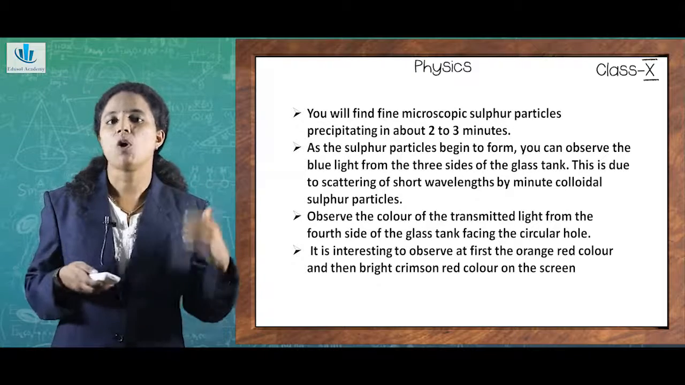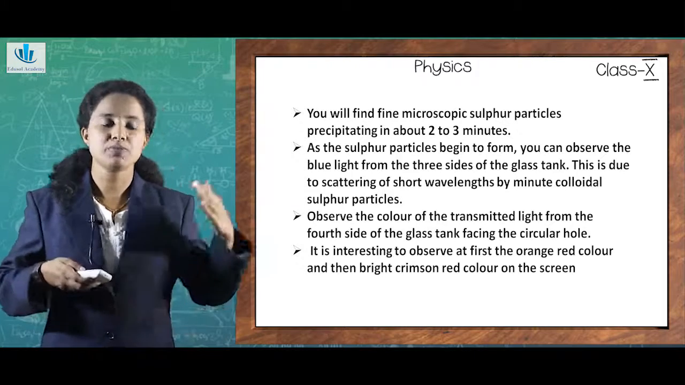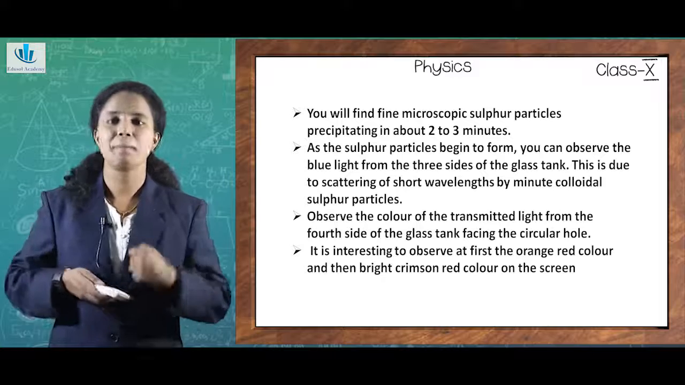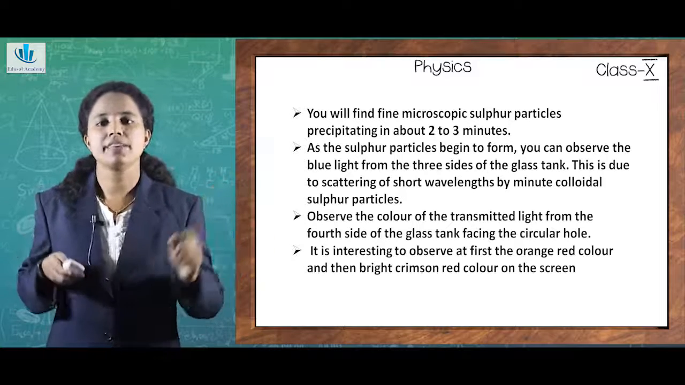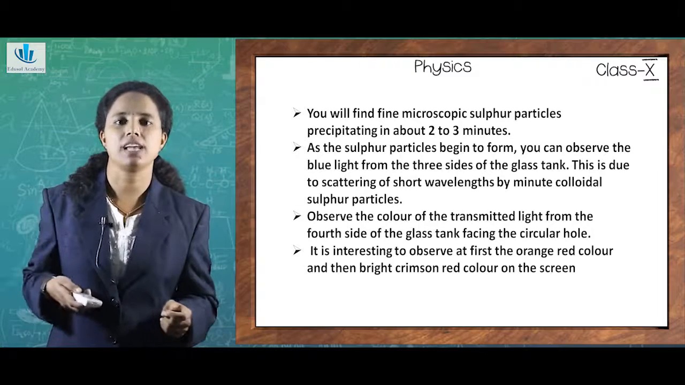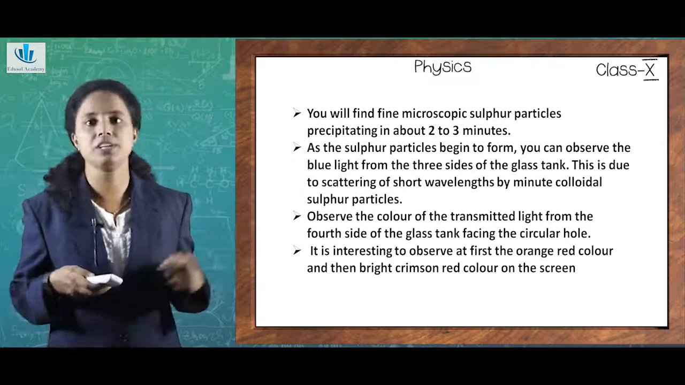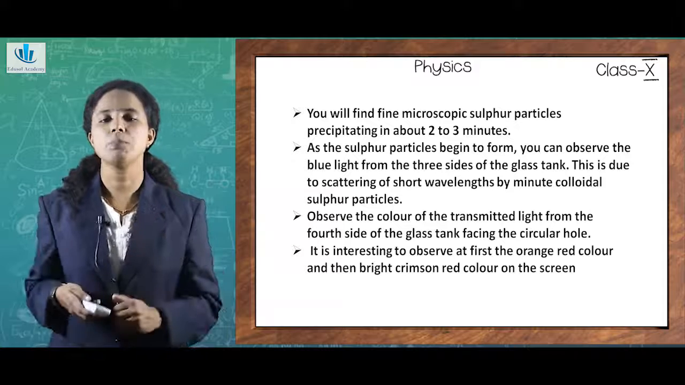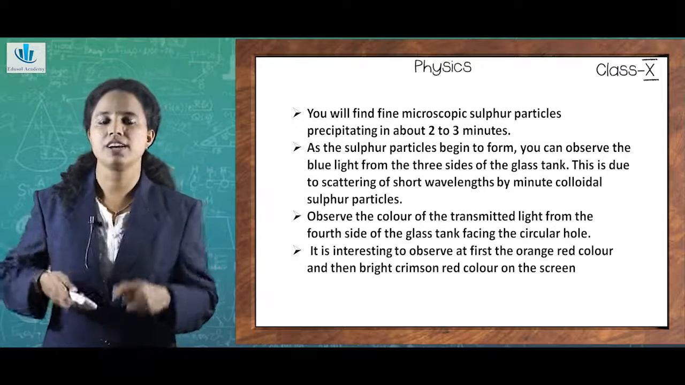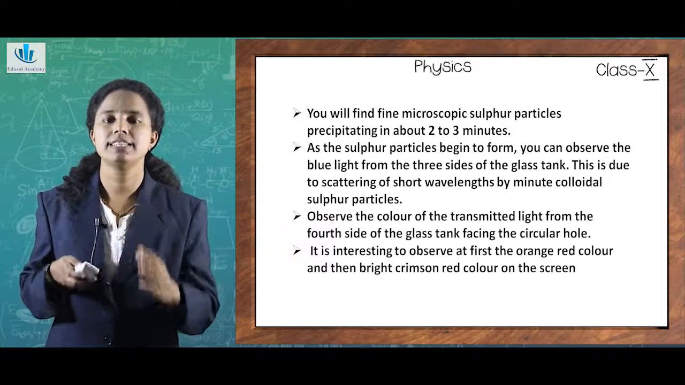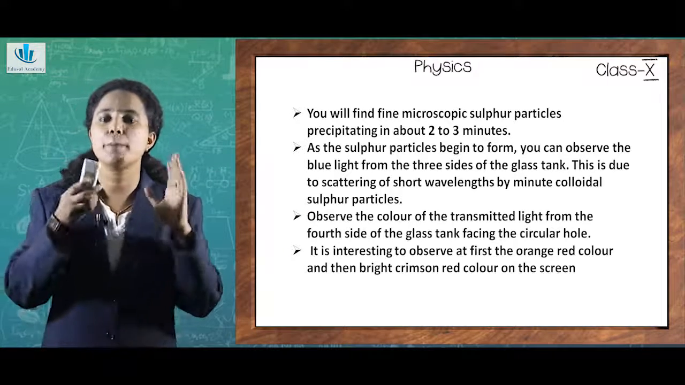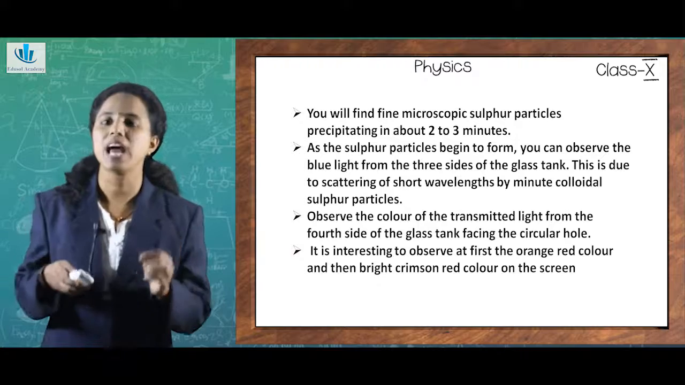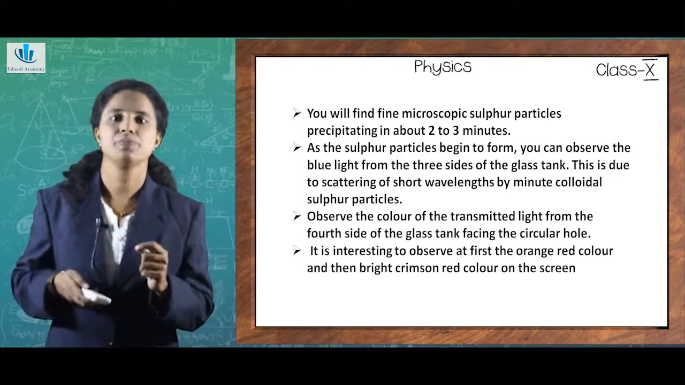If we observe the color of the transmitted light from the 4th side, having said that from 3 sides of the tank we have blue light, what will we see from the 4th side of the glass tank, facing the circular hole as you can see in the picture? You can see that there is a color change. First, you will observe an orange-red color, and as time moves on, there is a shift from orange-red to bright crimson-red, which can finally be obtained on the screen. So, scattering of light happens in colloidal solutions too.